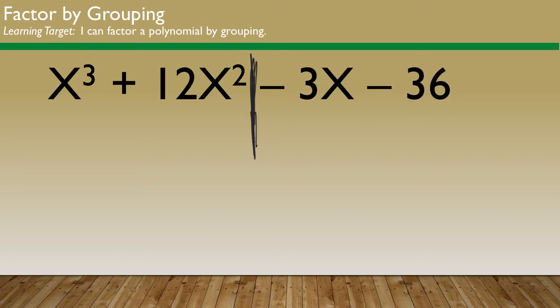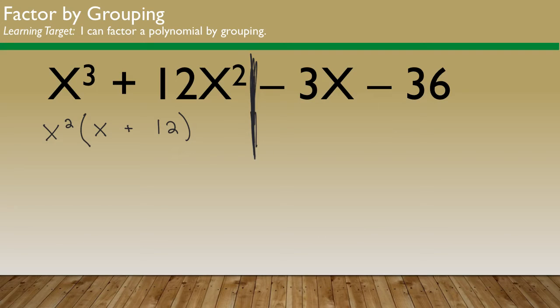Okay, so now the common factor of my first group is x squared. Both of those terms have an x squared. Okay, now we're going to say what's left when I pull that x squared out. There's an x right here, okay, and then plus 12 here.